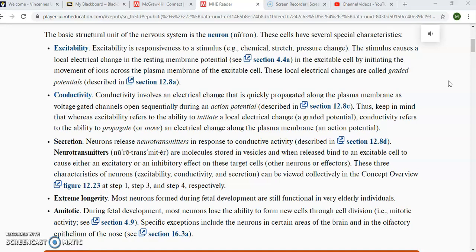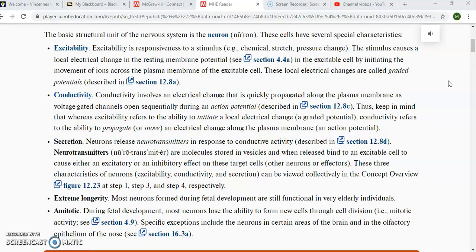So the first characteristic of a neuron is that it's excitable, which just means that it can respond to some sort of stimulus, which remember means a change in the environment. It gives you a couple of examples there, like stretching, a pressure change, some sort of chemical. It is able to respond to that particular stimulus. And we'll talk more about how it responds a little bit later when we get to the physiology part.